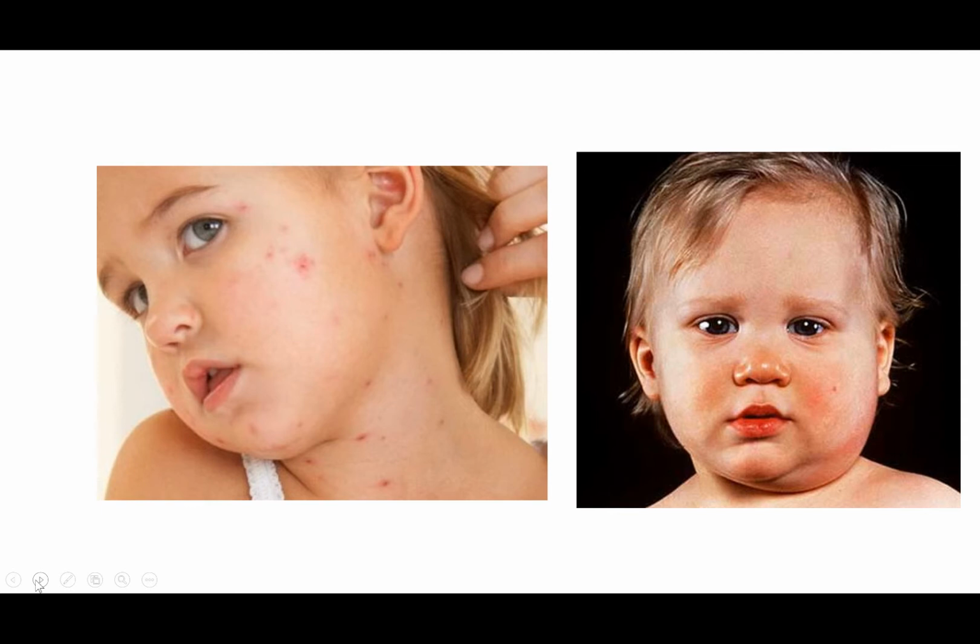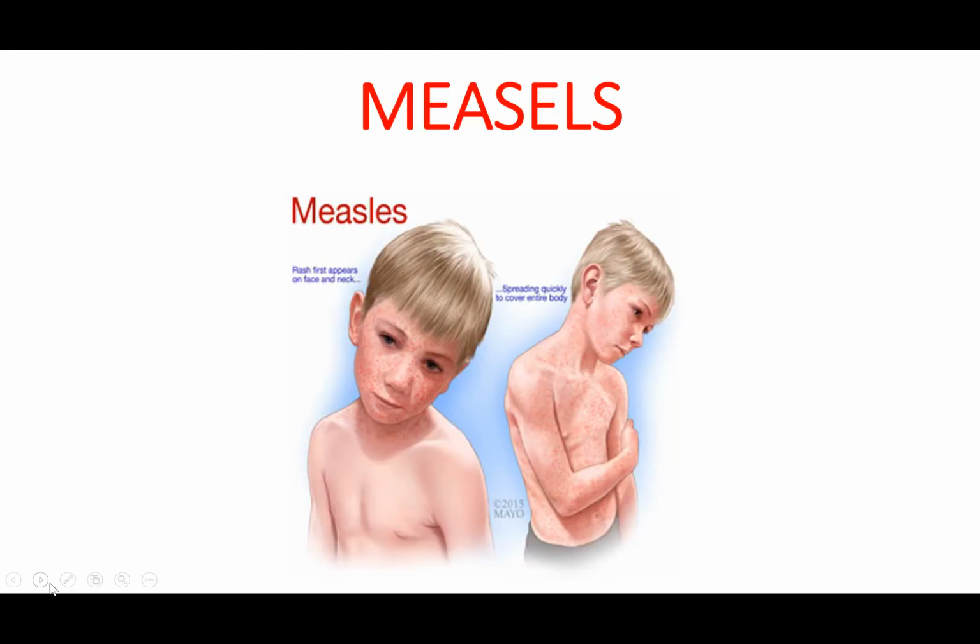Okay, so let's move on to understand what the first image shows. The first image is about measles. Measles is an acute, highly infectious disease of childhood caused by a specific virus of the group myxovirus.